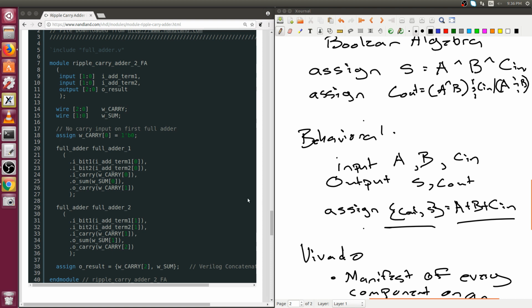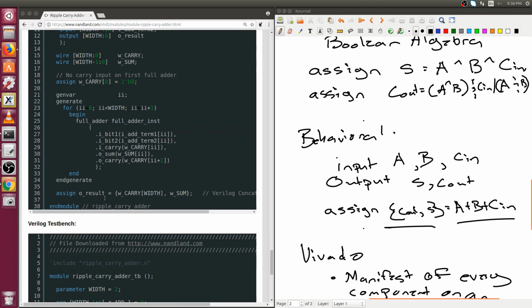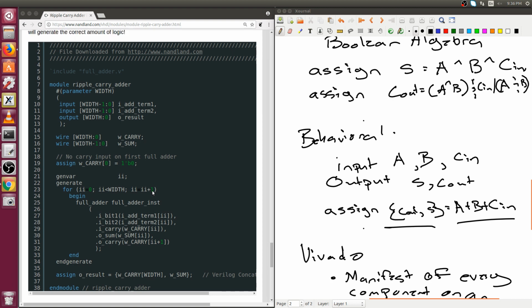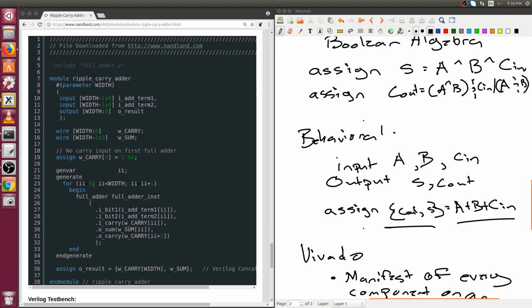Okay, let's see. Is there anything else interesting? So then there's also things like test benches. Test benches are ways of testing your design and ensuring correct functionality.